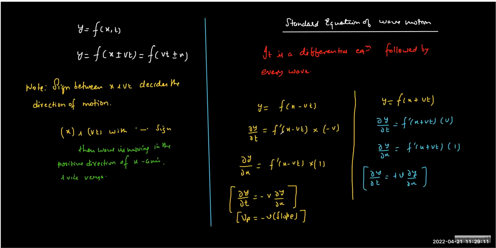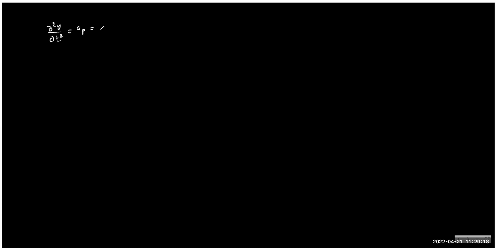And to do that, we have to differentiate once more. So if you differentiate the second term, del 2y by del t square, which is also called the acceleration of particle. So you can go back and check the first derivative is f dash of x minus vt times minus v. If you differentiate once again, minus v will come again, and what we'll get is v square f double dash of x minus vt. And if you differentiate with respect to x the second time, you will only get f double dash of x minus vt. And which is also true for the other direction.